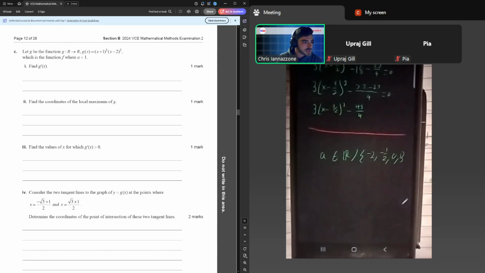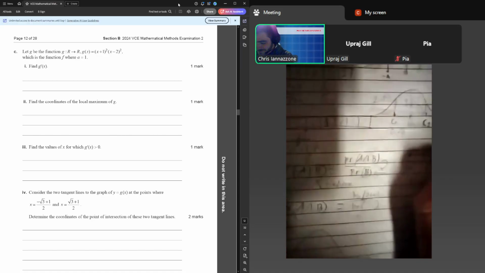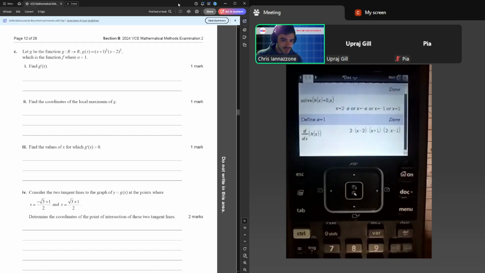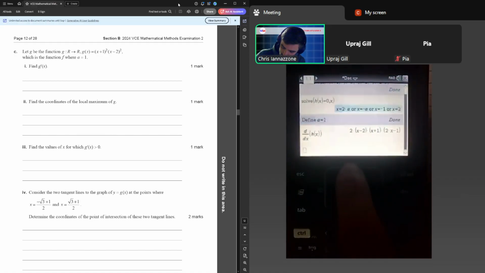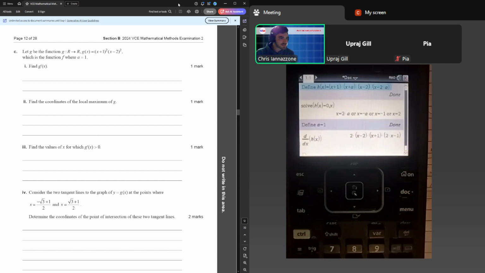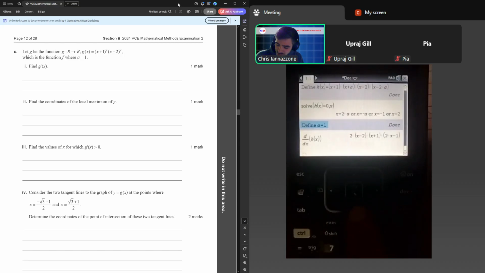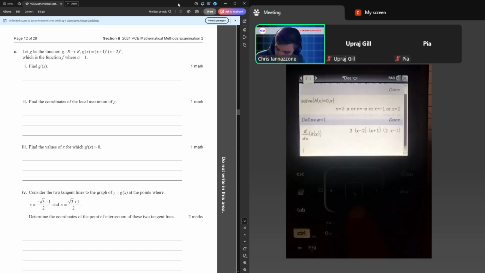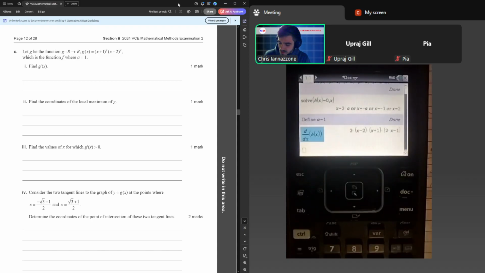Any thoughts on how we go about doing g dash of x? Since it's a tech active, do we just put it into the CAS? Yeah, that's it. Just CAS it out. No worries at all. Because they did specify that g of x is the same thing as f of x for a equals 1, one of the things you can do in both cases is define your letter as equaling 1. That way you don't have to redefine the entire function to make it work. You can just do your standard d dx of the function afterwards.